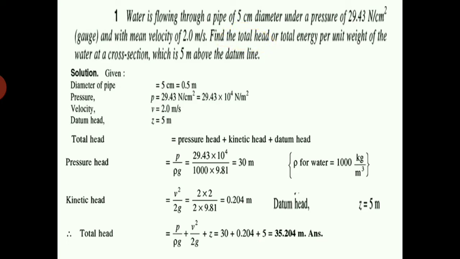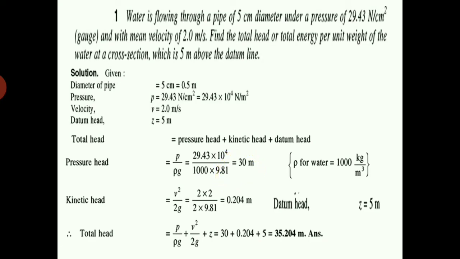Now we know the formula for total head. Total head is equal to pressure head plus kinetic head plus datum head. So first of all, we'll be calculating the pressure head, that is P by rho g. So we know the value of P, that is 29.43 into 10 to the power 4 divided by rho for water, that is 1000, multiplied by 9.81, which is equal to 30 meters.